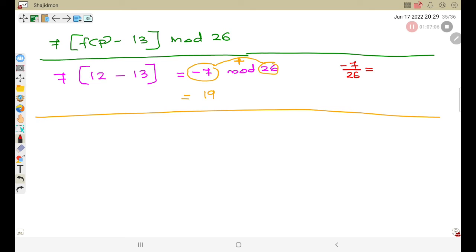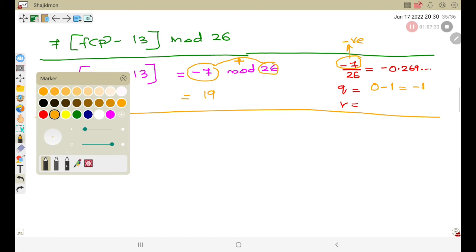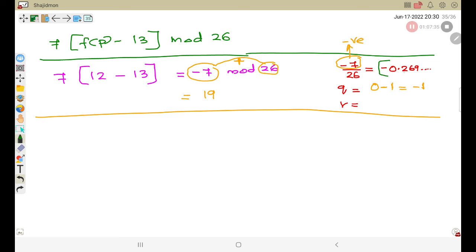I will show both, so whichever you are feeling easy, you can continue. Minus 7 by 26 means minus 0.269, like this. So what will be the quotient and what will be the remainder? When the number is negative, be very careful. If a number is negative, the quotient is this number minus 0, subtract 1 after that, so minus 1. What will be the remainder? Opposite of the quotient, plus 1, multiply the divisor number 26, you will get 19. You can refer to section 4.2 for more idea.